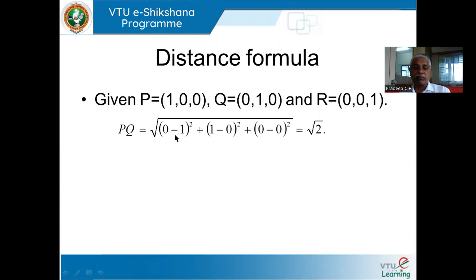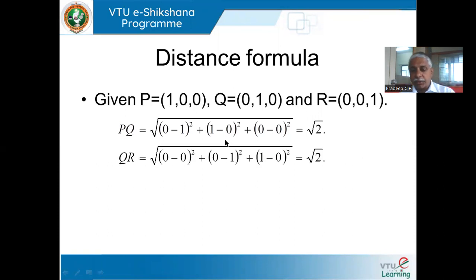So (0 minus 1) whole square is 1. (1 minus 0) whole square is 1. (0 minus 0) whole square is 0. So 1 plus 1 is 2. So everything under root is 2. Similarly for QR, this is my x2, y2, z2 and this is my x1, y1, z1. So x2, y2, z2 is (0, 0, 1) and x1, y1, z1 is (0, 1, 0). So now you do that: (0 minus 0) whole square plus (0 minus 1) whole square plus (1 minus 0) whole square. You'll get again root 2.